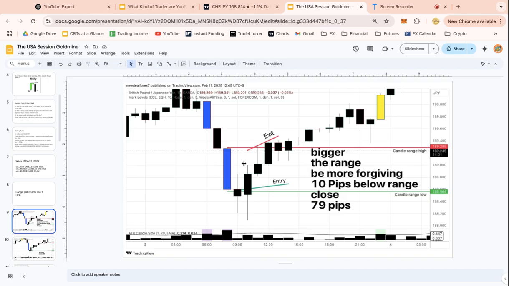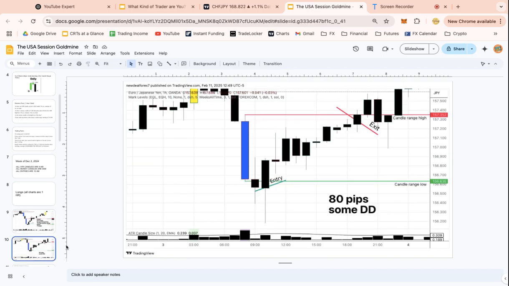On the tighter ranges, of course, we don't like to see price close outside of the range by more than about 5 pips or so. But if it's a bigger range, maybe give it a little bit of wiggle room. Some of the rest of these are not that big, though, because remember, we are scalping. This right here was an 80 pip range.